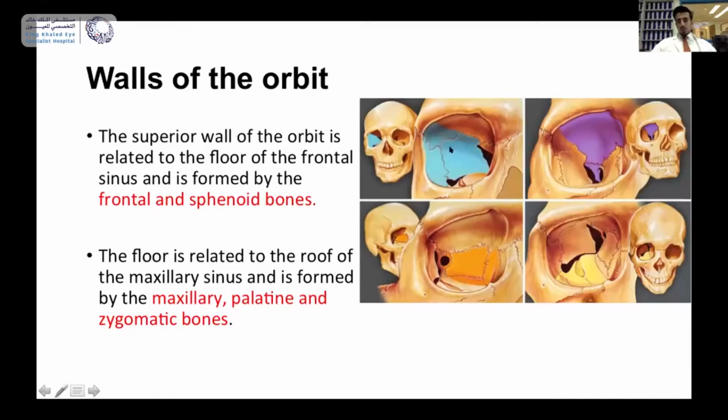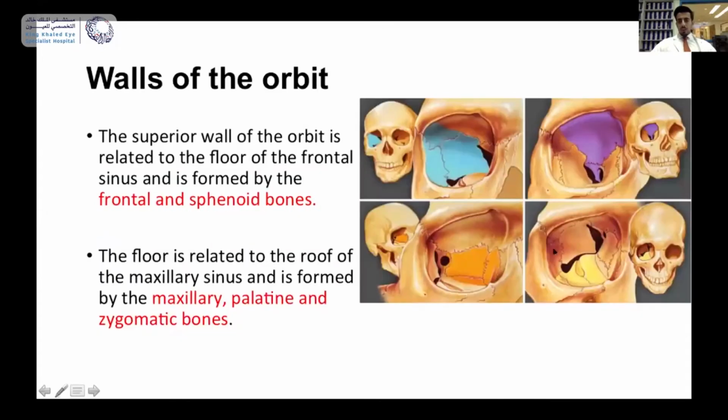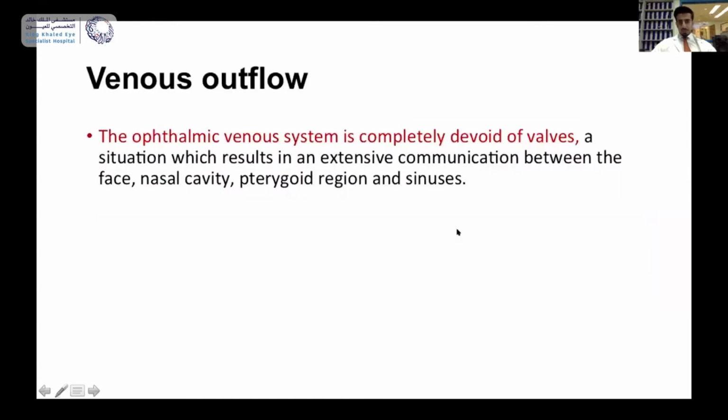The lateral wall is formed by the zygomatic bone and the sphenoid bone, or the greater wing of the sphenoid, and it's not related to any sinus. And the medial wall is formed by the lacrimal bone, maxillary bone, ethmoidal bone, and sphenoid bone, and they are related to the ethmoid sinus.